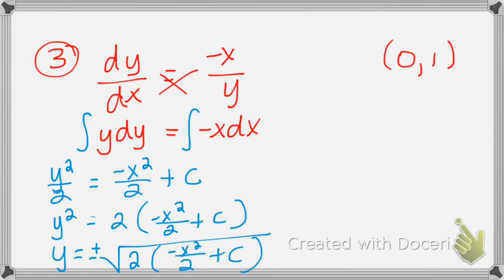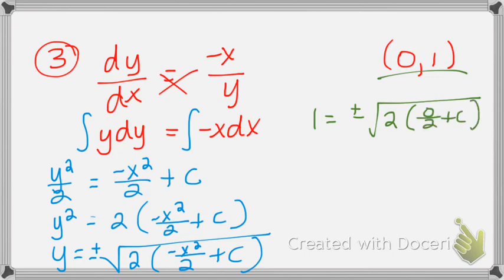So now I've solved for y. I have an equation in terms of y. And then I'm going to use this (0, 1) for x and y. So 1 equals plus or minus the square root of 2 times 0 over 2 plus c. Now, since I have a positive 1 over here, that means that we're really talking about the positive square root. So really, we don't want the negative square root. So to solve it, we square both sides to get rid of the square root. So 1 equals 2 times c, because that's a 0 plus c. Divide by 2, so c is a half.